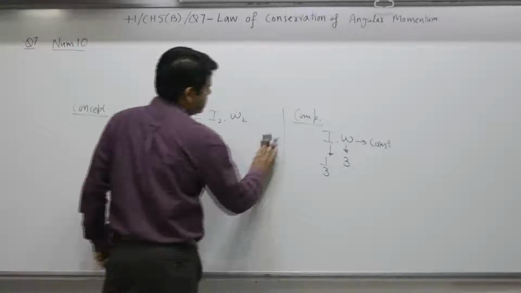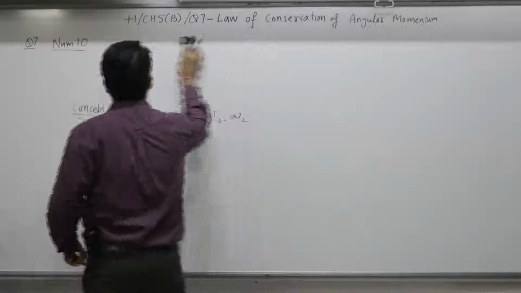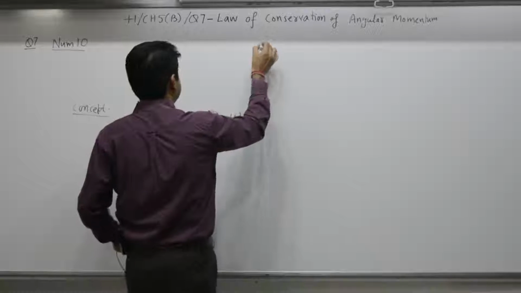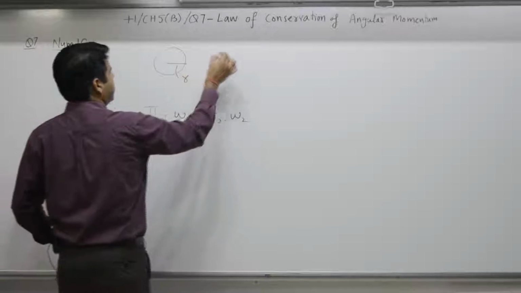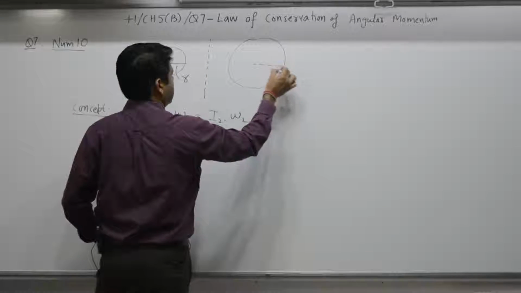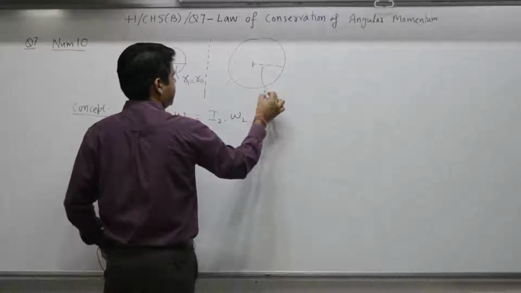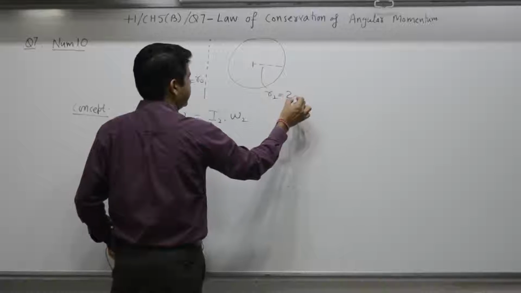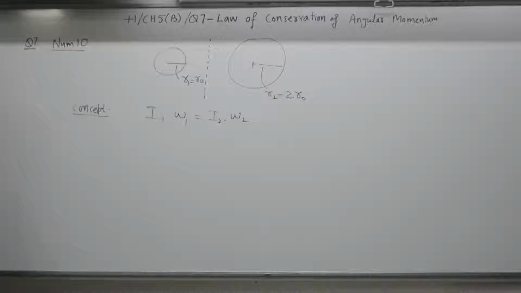The concept remains the same, no change. Initial status, radius r. Final status, you can say R1 is equal to R0. Second case, diameter is twice, means the radius is also 2 times. Solve. 2 minutes to solve.